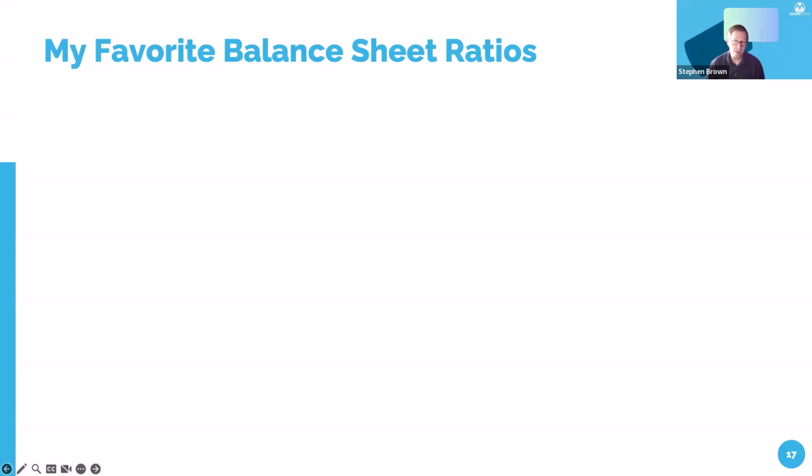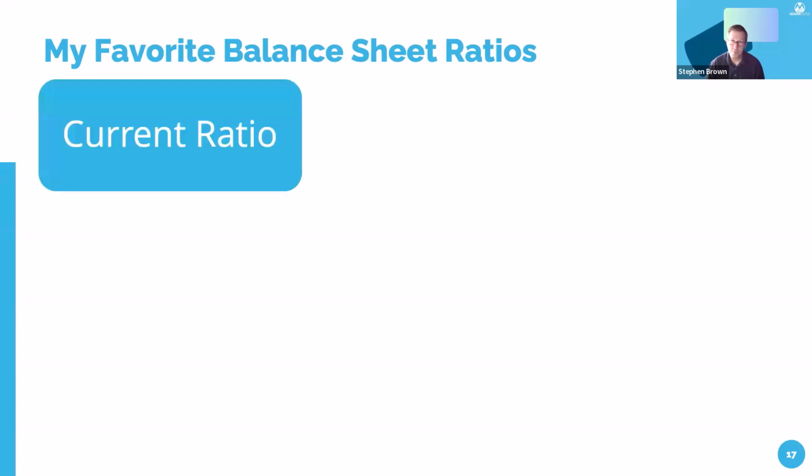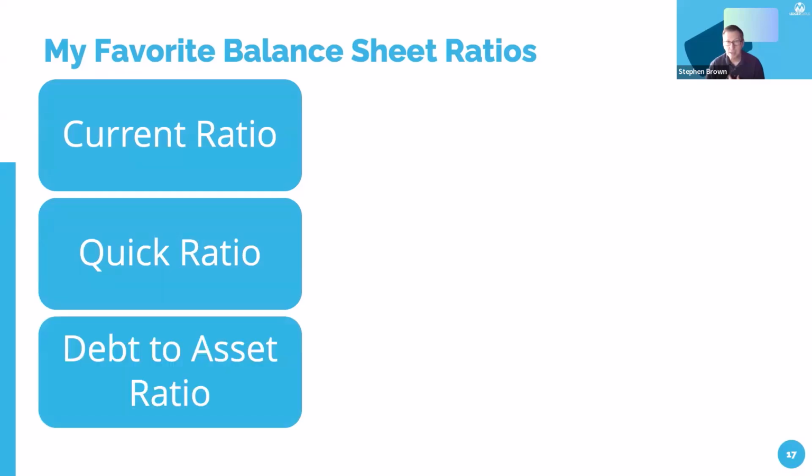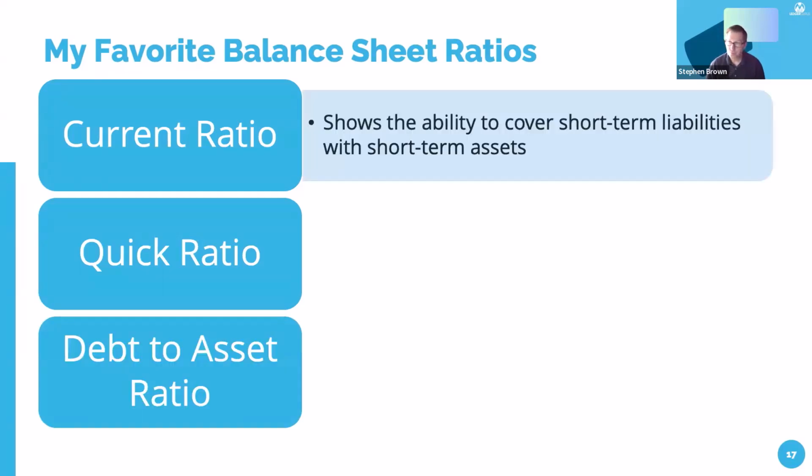They are hard. You have to calculate these, which is anywhere from a little bit of work to a lot of work. Let me talk about some of my favorite balance sheet ratios. There's two in particular, but I have to talk about one to talk about the other one. There's the current ratio, but my favorite is the quick ratio for consumer products businesses. And then there's the debt to asset ratio.